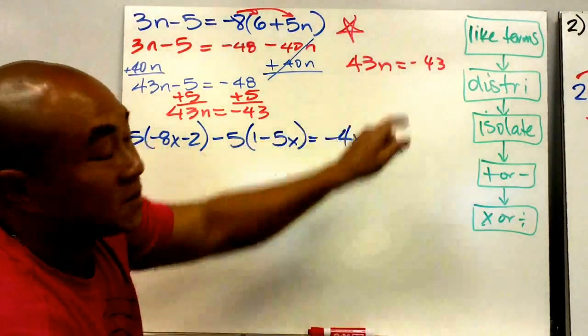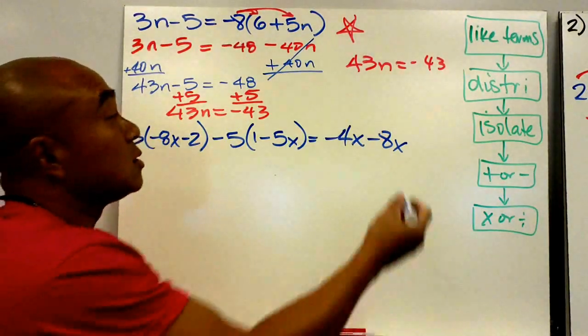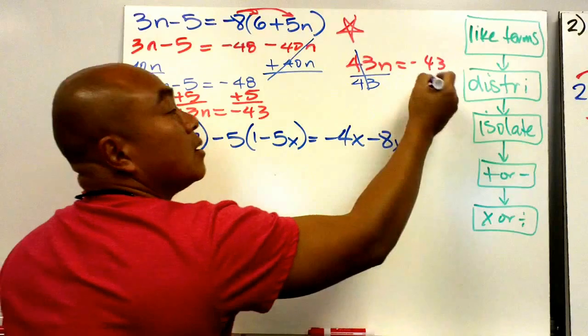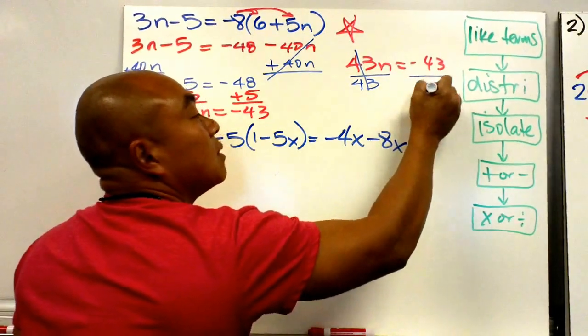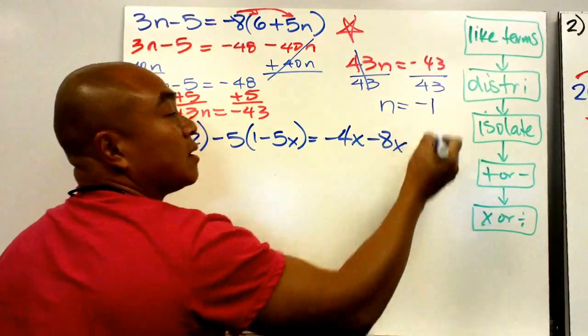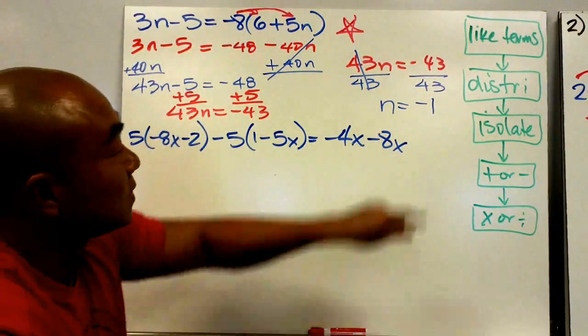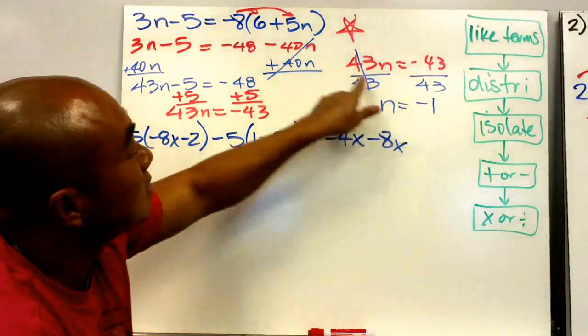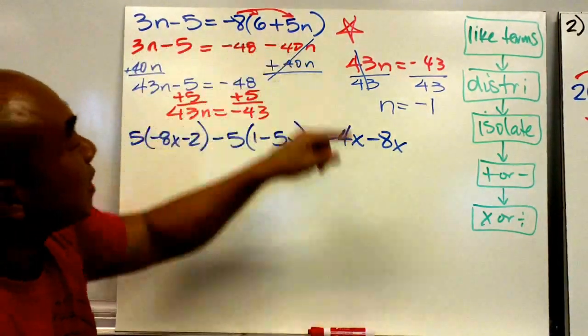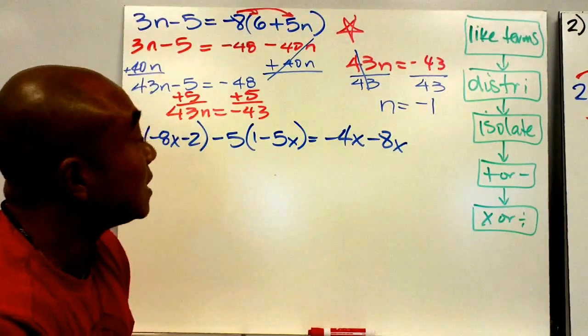Because that is 43 times n, I'm going to use the inverse operation in this one and divide by 43. That gives me 1. Divide this by 43. n is equal to negative 43 divided by 43, which is negative 1. And again, I can always place this back into any part of these, this equation right here, or directly back, and I should have the same answer.